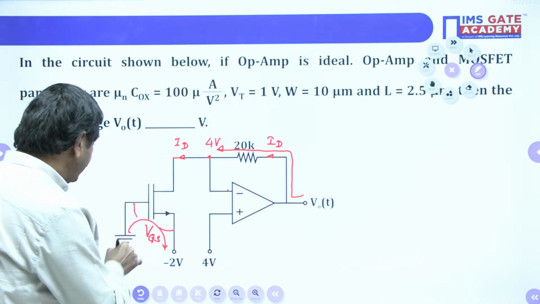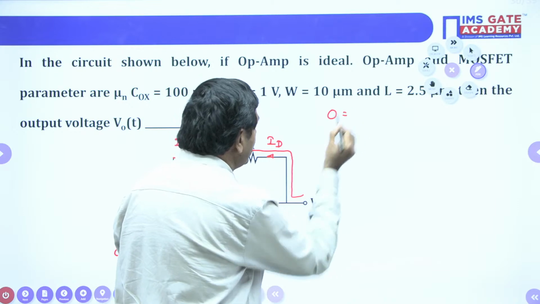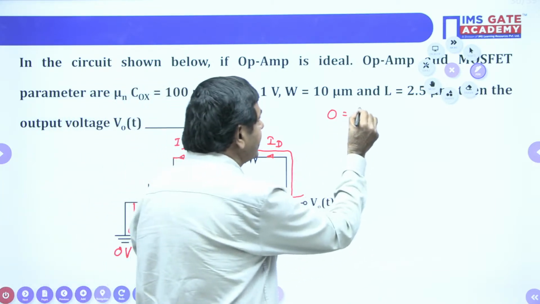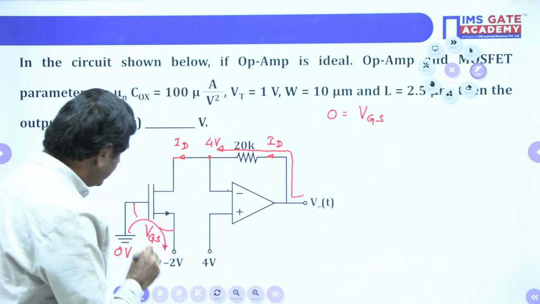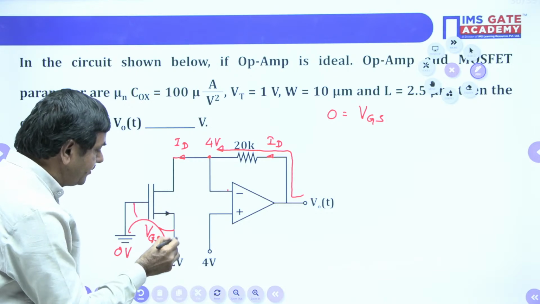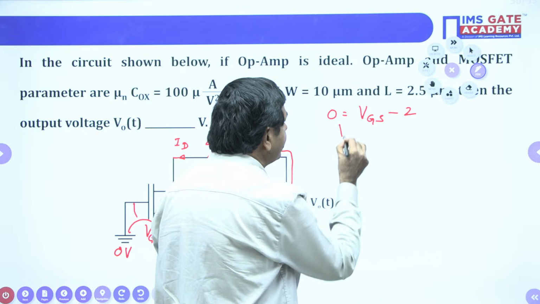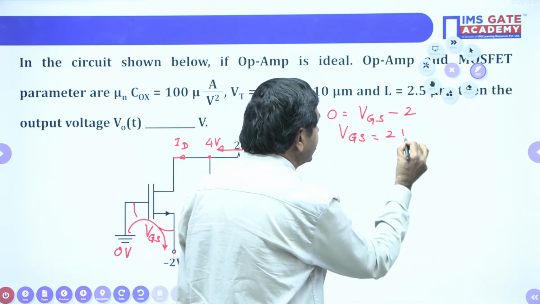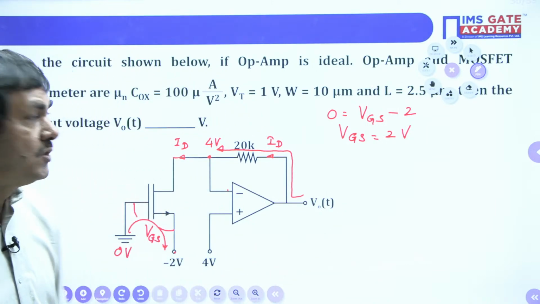When I apply the KVL, I can write 0 volts equal to, when I go this side, VGS, and when I go to the front, minus 2 volts is available here. So minus 2 I can put directly. So what is the VGS we can get from this? VGS is nothing but 2 volts. Yes, we got the gate to source voltage as 2 volts.